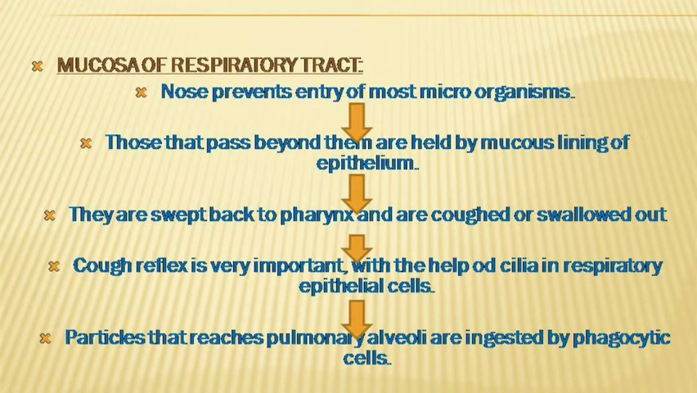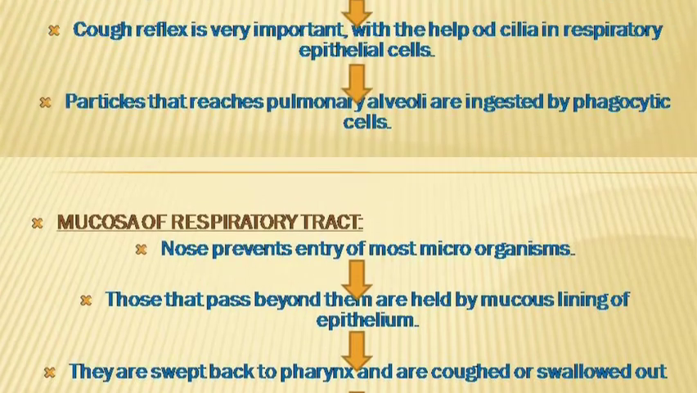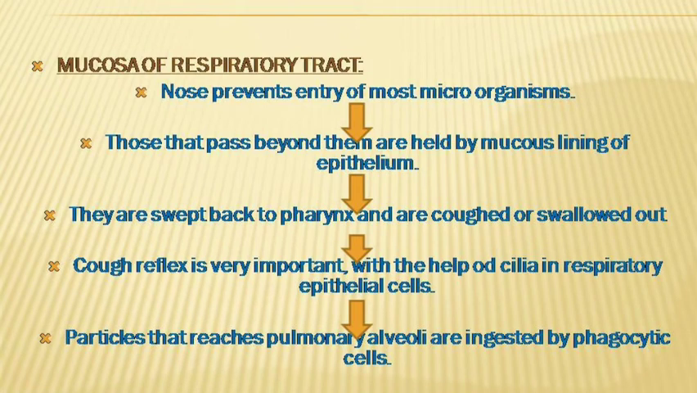Next is the mucosa of the respiratory tract. The nose prevents entry of most microorganisms. Those that pass beyond it are held by the mucous lining of the epithelium. They are swept back to the pharynx and are coughed out or swallowed. The cough reflex is very important, with the help of cilia in respiratory epithelial cells. Particles which reach the pulmonary alveoli are ingested by phagocytic cells. This way, the mucosa of the respiratory tract helps in getting rid of bacterial organisms.